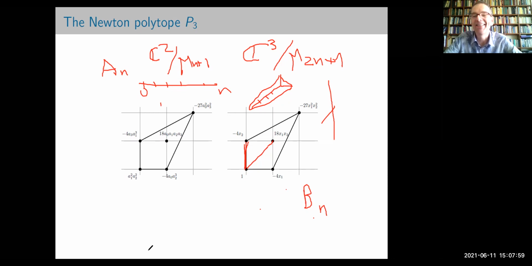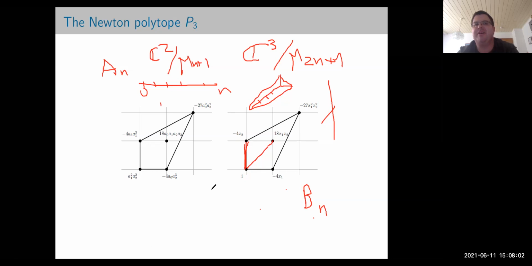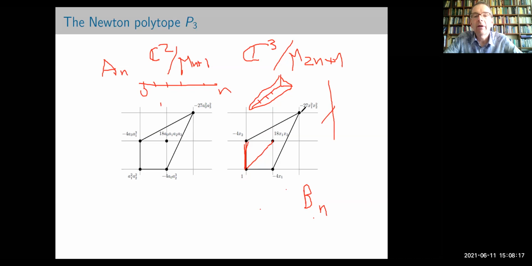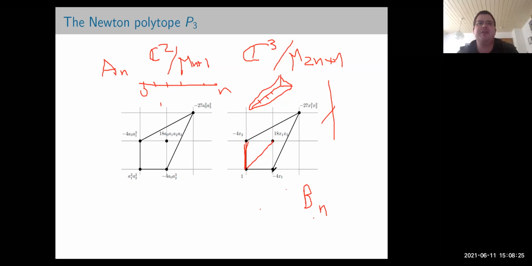Yeah, there's another question in the chat window, so I'm just going to read it out. If we move the coefficients of the discriminant around the permutahedron, we obtain an interesting S_n invariant polynomial. What is its significance? Does it have a significance?